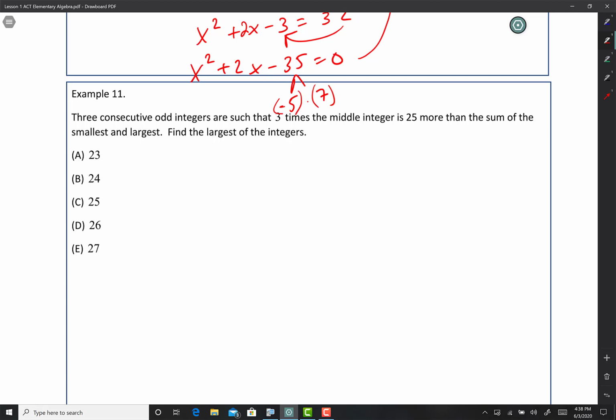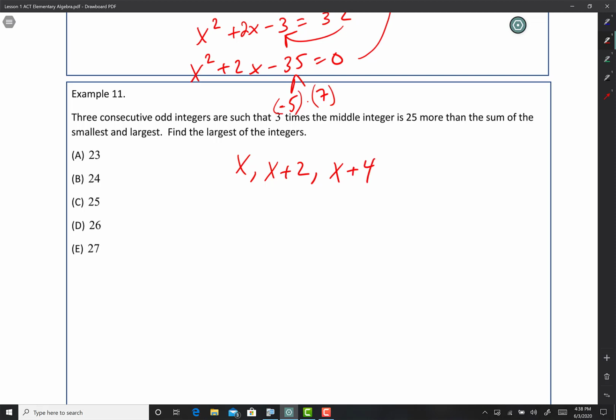Okay, so here are my three consecutive integers that are odd. X, comma, so if this is a 1, I'm just making this up, then the next one that's odd is going to be 2 away: x plus 2. And then the next one that's going to be odd is another 2 away from that, 4 from the original. So x plus 4.